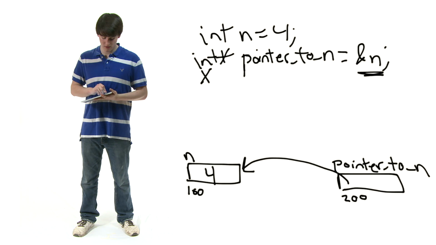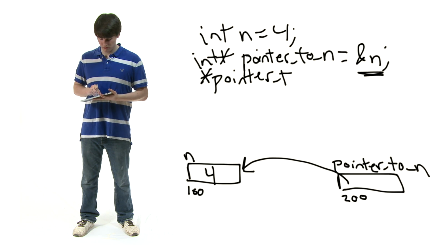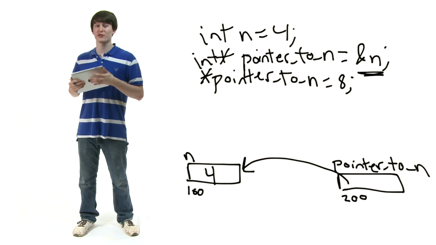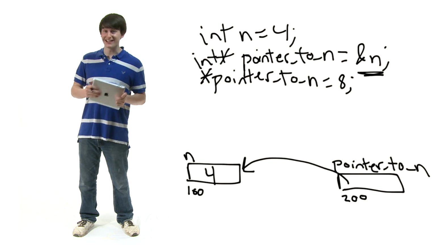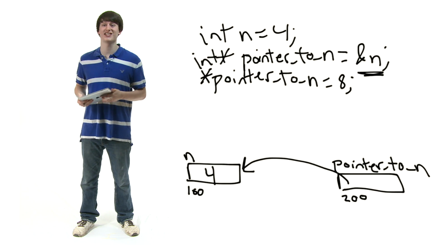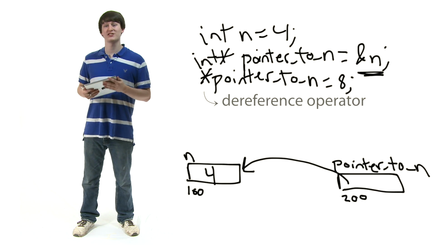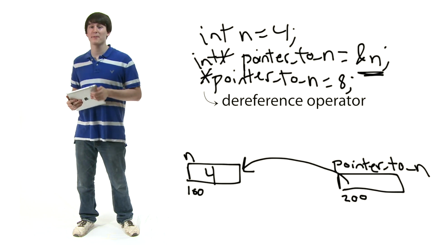Now, what can we actually do with pointer to n? Well, if we say something like star pointer to n equals 8, this is a different use for the asterisk that is completely separate from the use of the asterisk in declaring a variable of a pointer type. Here, the asterisk is called the dereference operator.